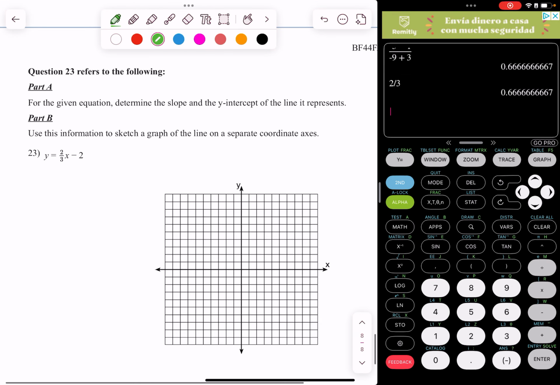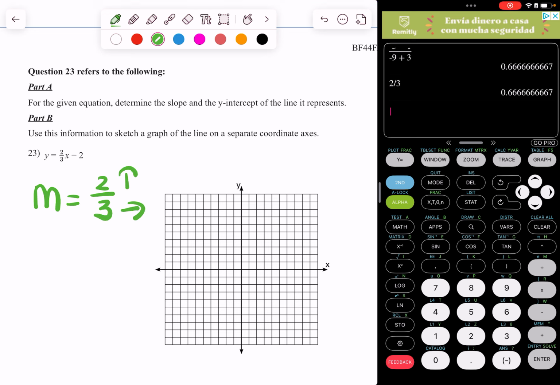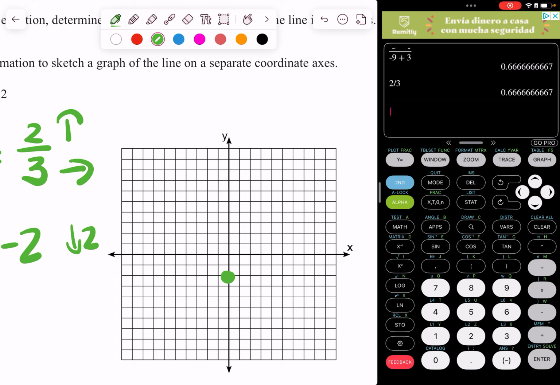All right, let's look at this one. For the given equation, determine the slope and the y-intercept of this line. The slope is 2 over 3, meaning we would go up 2 to the right 3, and the y-intercept is -2, meaning we would have to start by going down 2. So go down 2, and now let's do our slope. Up 2 to the right 3, up 2 to the right 3, up 2 to the right 3. Now we do the opposite. Go down 2 to the left 3, down 2 to the left 3. Connect the points and make sure you put your arrow.